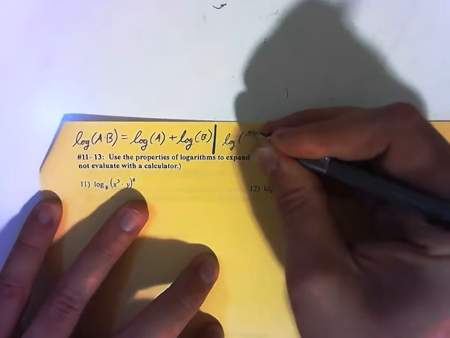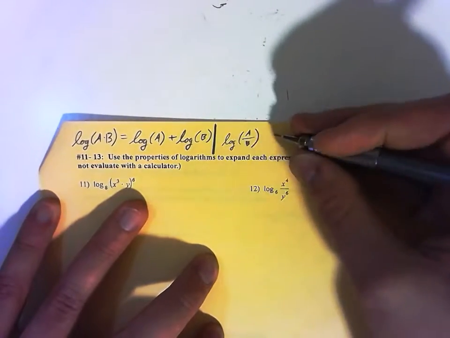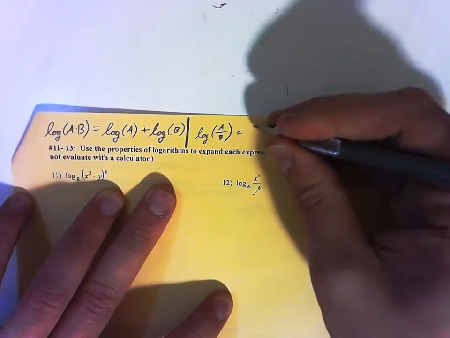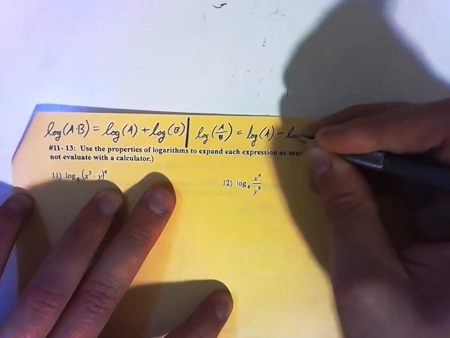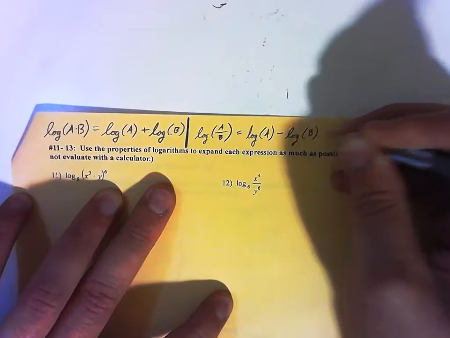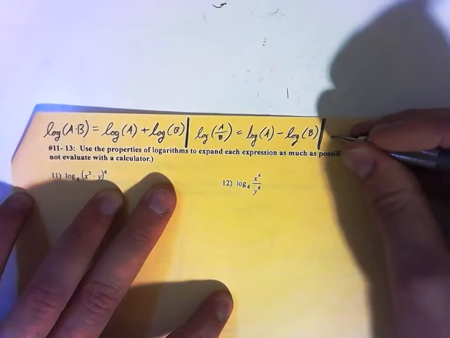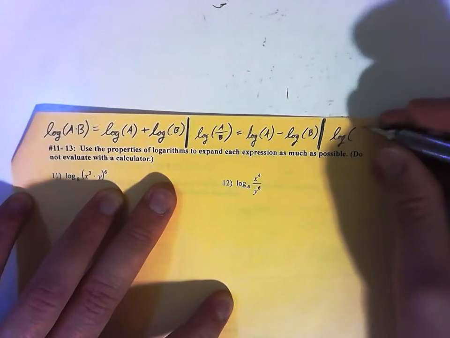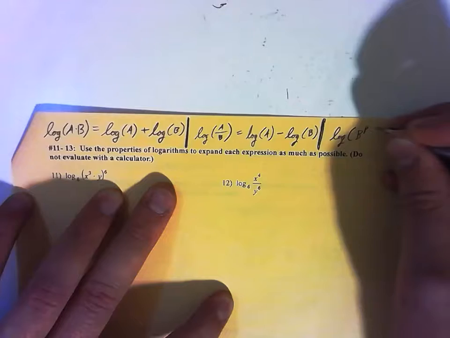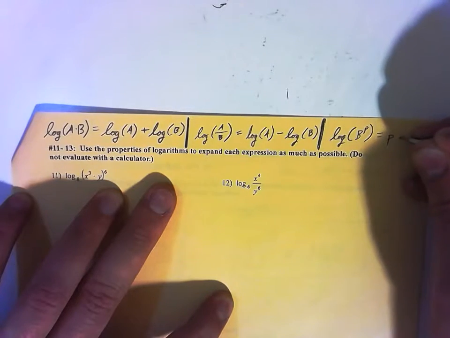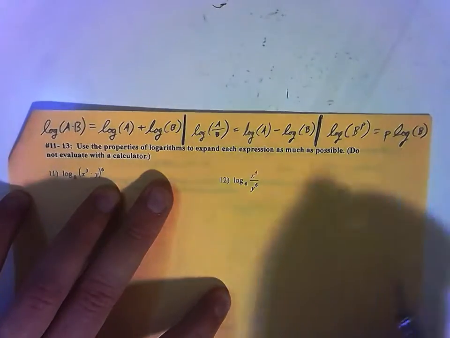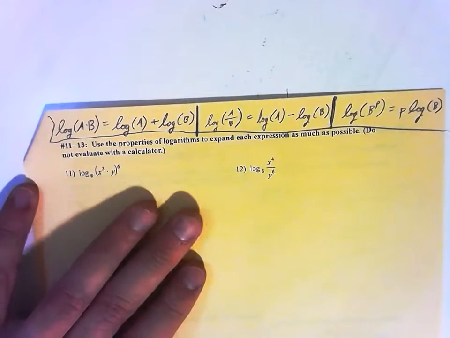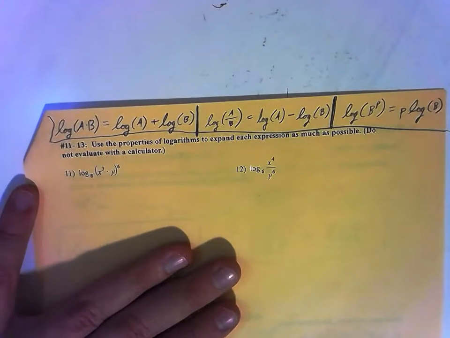Log of something divided by something equals log of the numerator minus log of the denominator, and log of something to a power equals the power times log of that thing without any exponent on it, or with an exponent of 1 technically. That's the only 3 properties you've got to use.